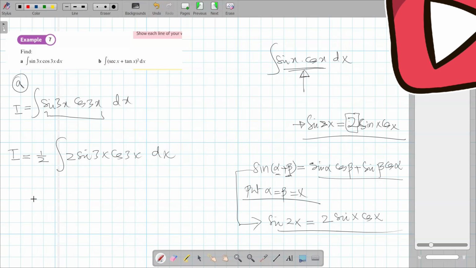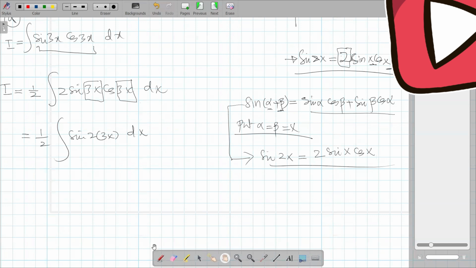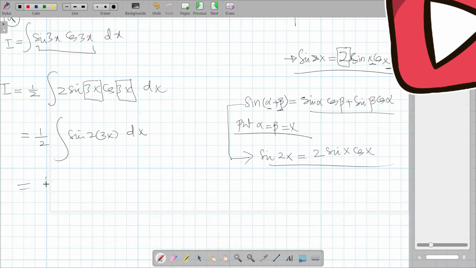So now this has become like the double angle formula, 2 sin x cos x. What is in place of x here? 3x. So this should be equal to sine double of 3x, which is sine 6x. So 1 over 2 sine 6x, right? So what is the antiderivative of sine 6x?